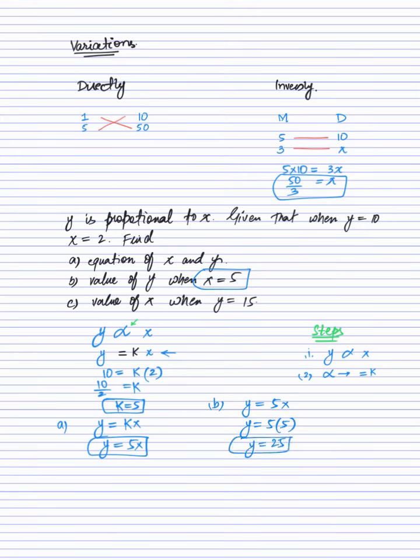That is the answer. For part C, again we have the equation y equals 5x. Now it says find x when y equals 15. So first, from this equation, I will make x the subject. It will be y upon 5 equals x. The value of y is known, that is 15 divided by 5 equals x. So x equals 3, and that is your answer.